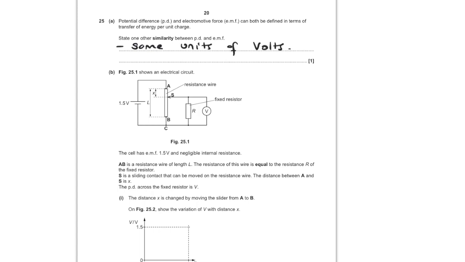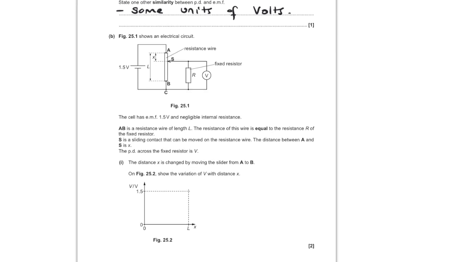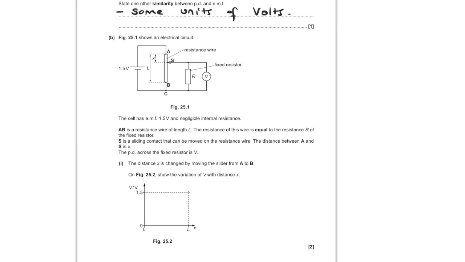Okay, so let's see. Well, we have an electrical circuit. So in this circuit, we are given a resistance wire. The cell has an EMF of 1.5 volts and negligible internal resistance. And then we are given that AB is a resistance wire of length L, and the resistance of this wire is equal to the resistance of the fixed resistor. S is a sliding contact that can be moved on the resistance wire. The distance between A and S is X.